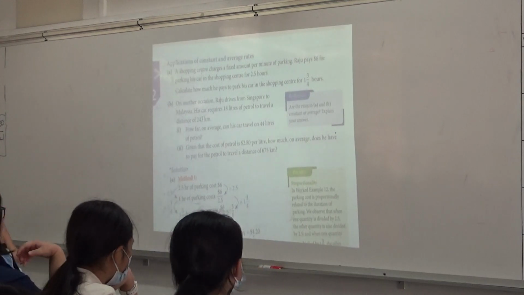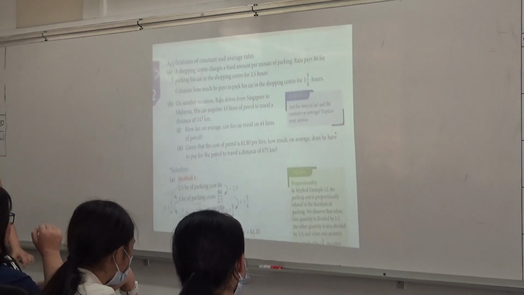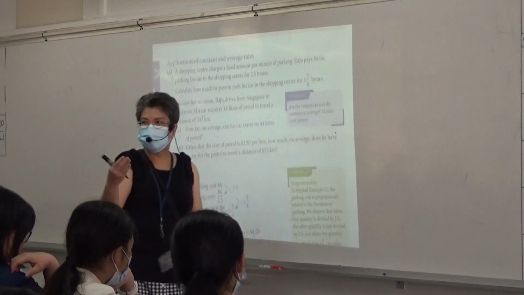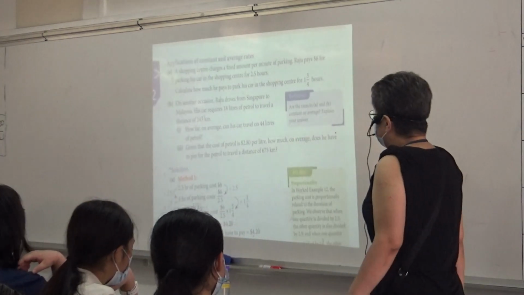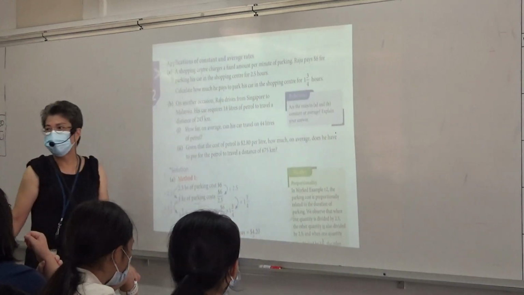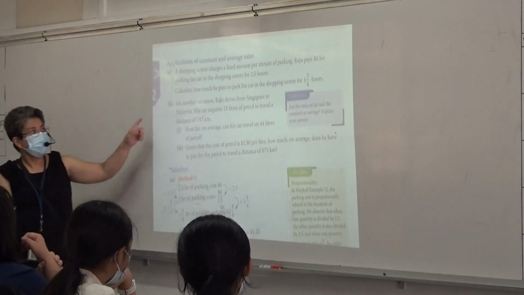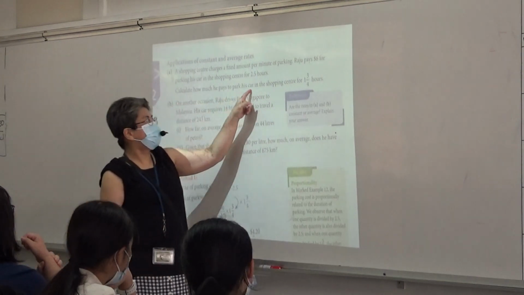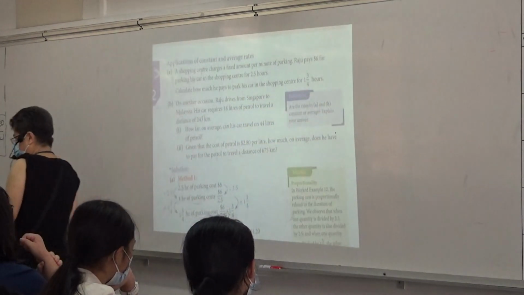The shopping center charges a fixed amount per minute of parking. That means every minute they charge one amount. Okay? Raju pays $6 for parking his car in the shopping center for 2.5 hours. Calculate how much he pays to park his car in the shopping center for 1 3/4 hours.